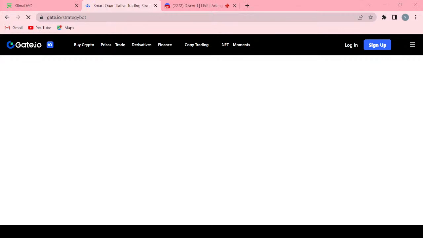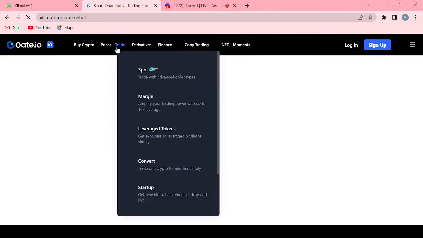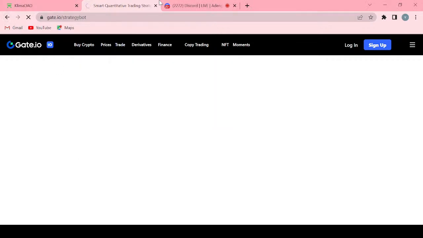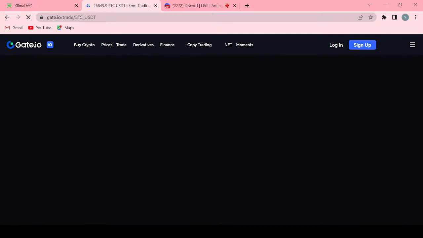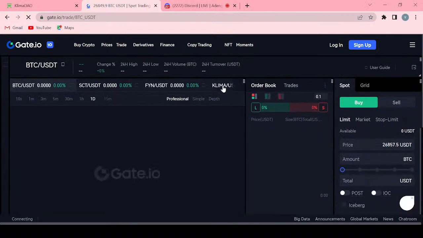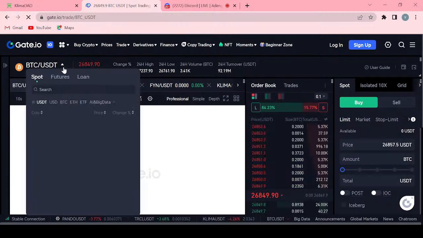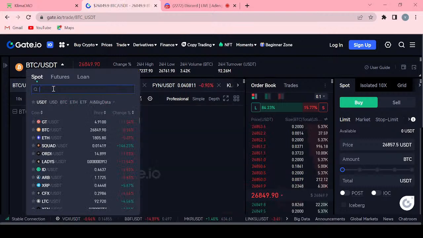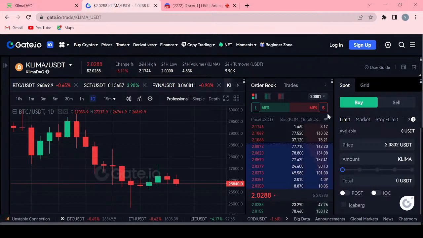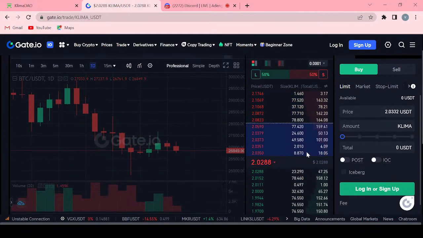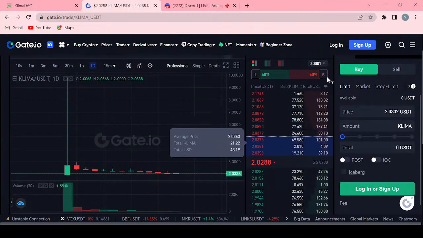It takes more time to load. Yeah, so we enter into the trade option itself. You can use the strategy bot for automatic trading strategies and to get more profits from this. Again it was refreshed, and we need to search for Klima. Here, as we discussed, it is displayed as 50 percent buyers and sellers.